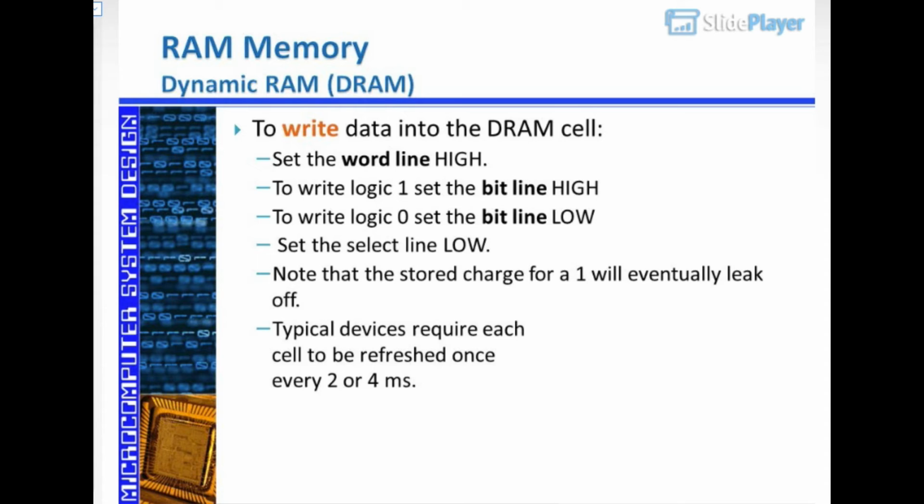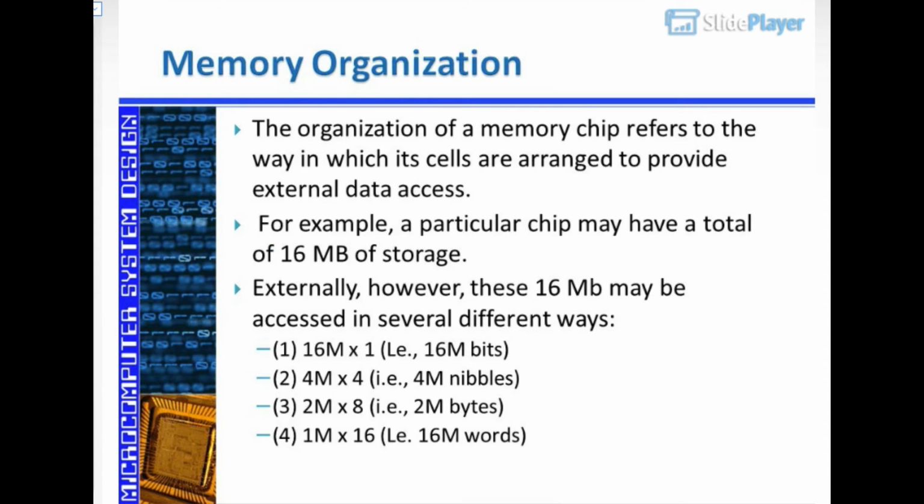Typical devices require each cell to be refreshed once every 2 or 4 ms. Memory organization. The organization of a memory chip refers to the way in which its cells are arranged to provide external data access. For example, a particular chip may have a total of 16 megabits of storage. Externally, however, these 16 megabits may be accessed in several different ways.